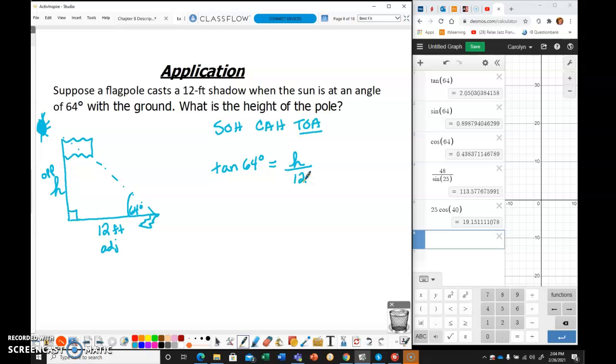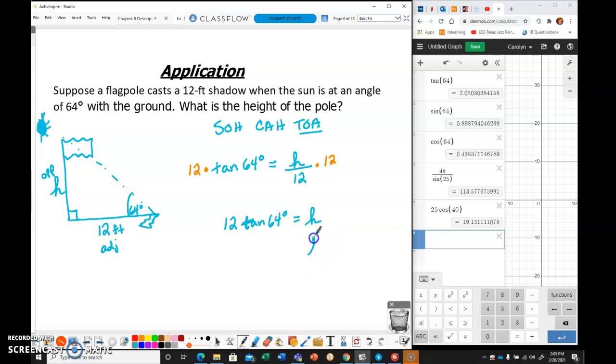And now we go through our algebra steps to get the variable by itself, to isolate the variable. It's being divided by 12 right now, so let's multiply both sides by 12. So that tells me that 12 times the tangent, and I usually put a little tail on my t for tangent so that I know it's not a plus sign, just in case I'm reading it fast, 64 degrees is equal to my h.